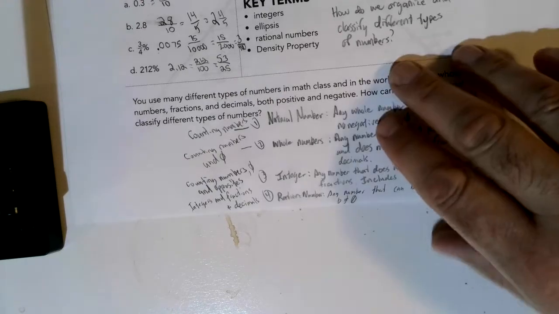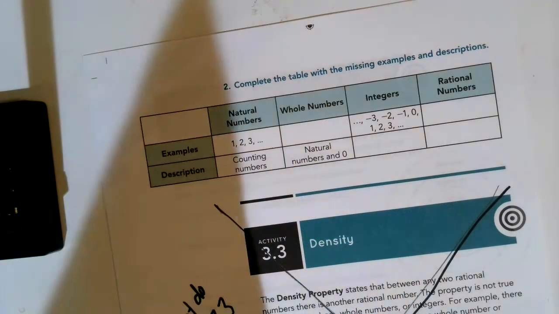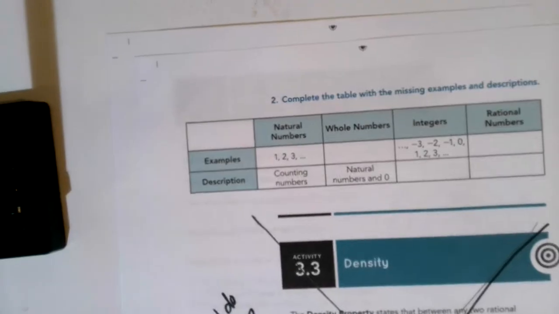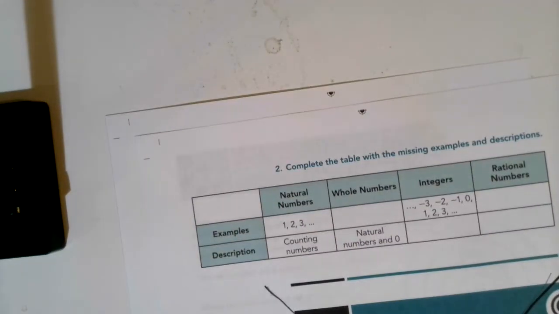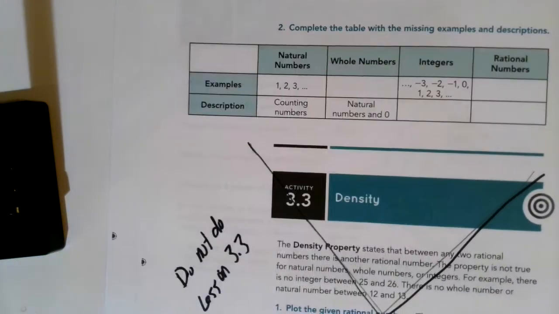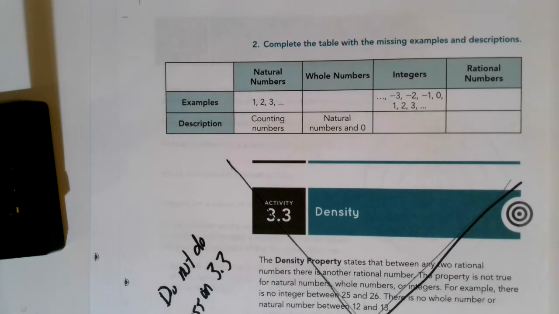Okay, we're going to move on. Now we're going to go a little bit out of order, a little bit out of sequence. We're going to go to the end of section 3.2, so we'll do this part next. 3.2 is classifying numbers. We're going to go to the next page of this PDF that has problem 2, complete the table with the missing examples and descriptions. And we're going to do that together, okay? It's a great way to go through this.